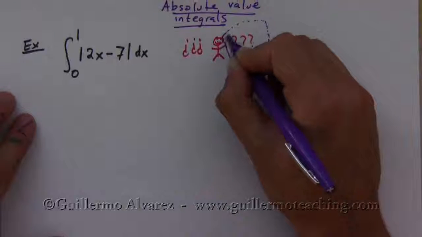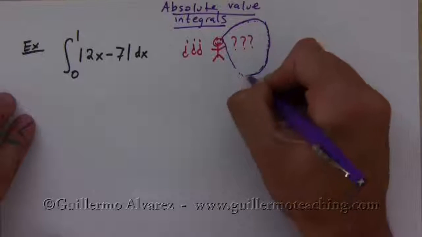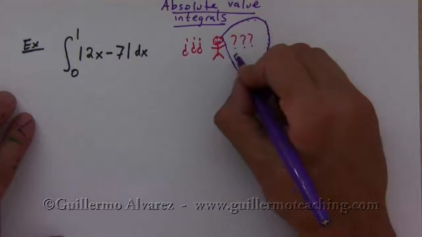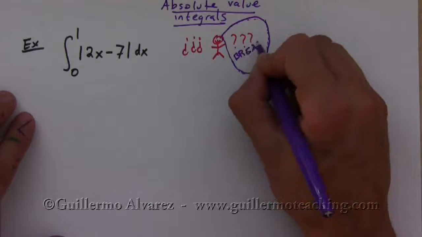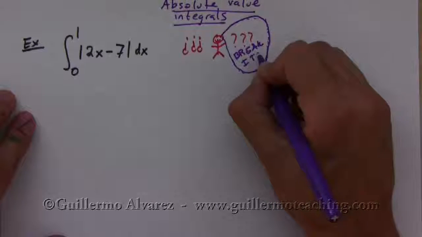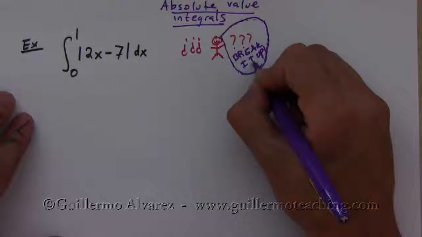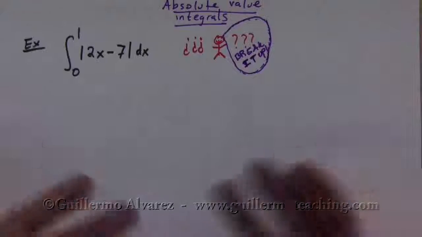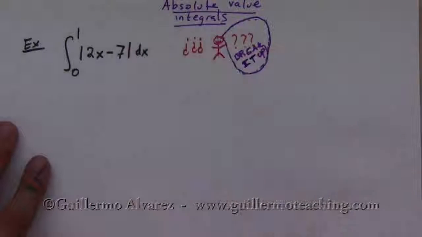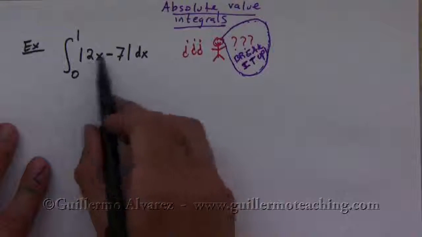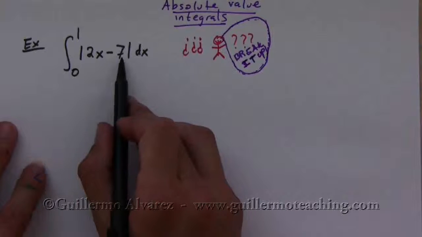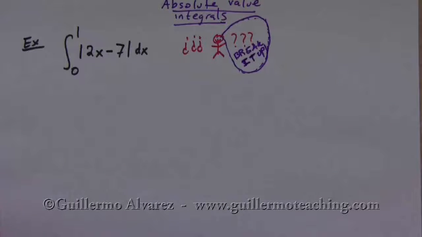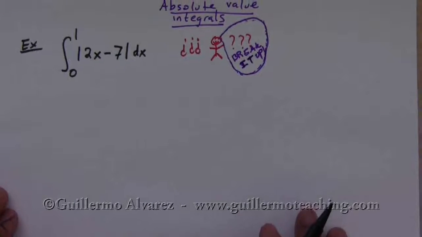What do you guys think? Are you guys thinking to break it up? Wow, awesome. Okay, so this is the plan. Break it up into integrals using the definition, right? Because really, this is just the absolute value of 2x minus 7. It can be written as a piecewise function, right?